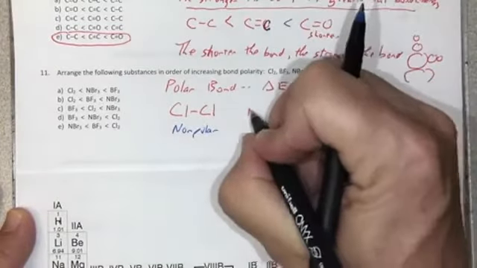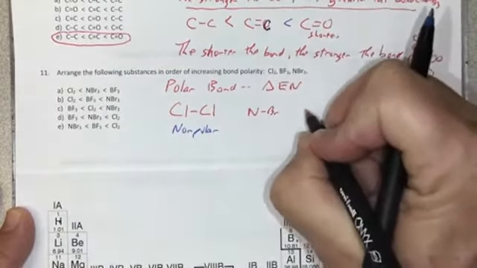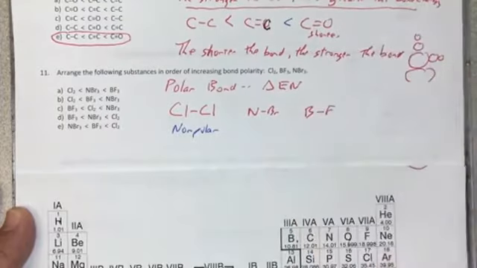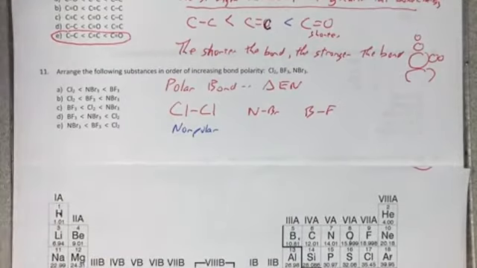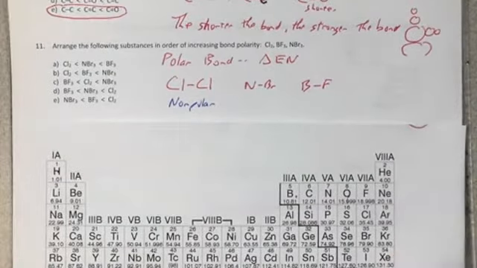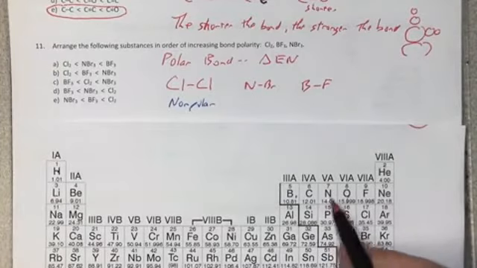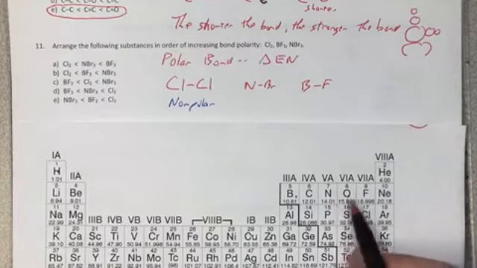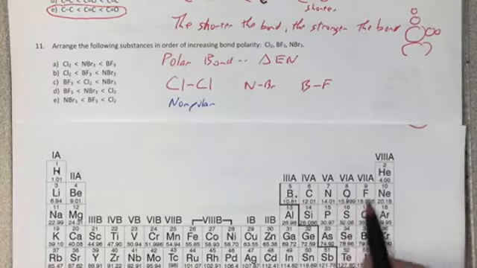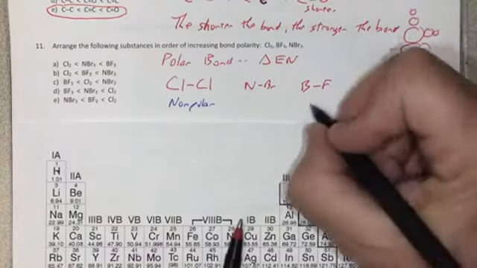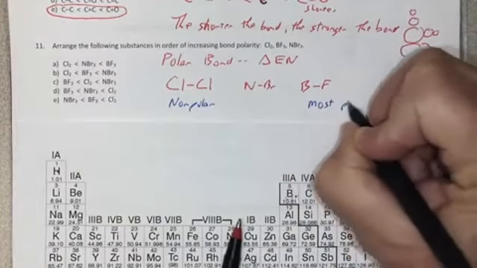If I look at nitrogen bromine and compare that to boron fluorine, the question is, which is more polar? Well, the one that's more polar is the one that has the greatest difference in electronegativity. Between nitrogen and bromine, they're on a diagonal, which means it's hard to predict, but they're probably fairly close in electronegativity. But for boron to fluorine, fluorine is the most electronegative and boron is not very electronegative at all. There's a big difference in electronegativity here, and so this is the most polar.